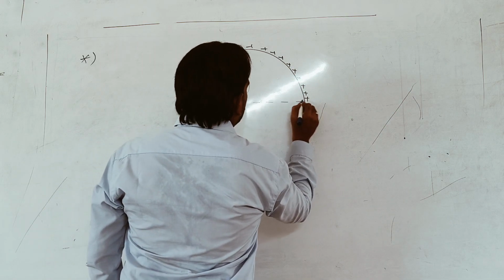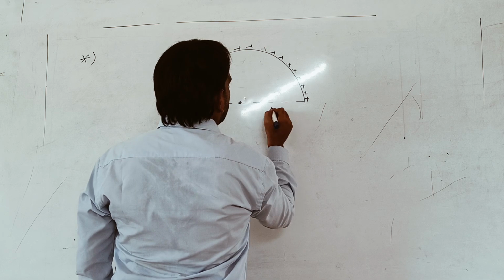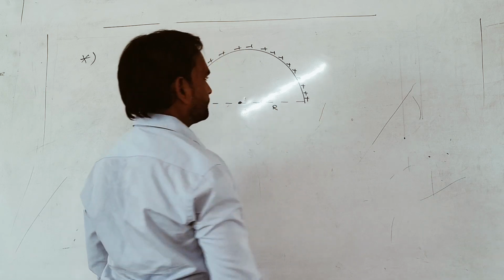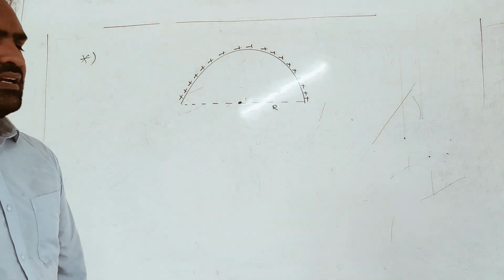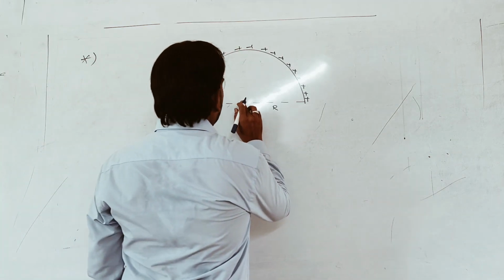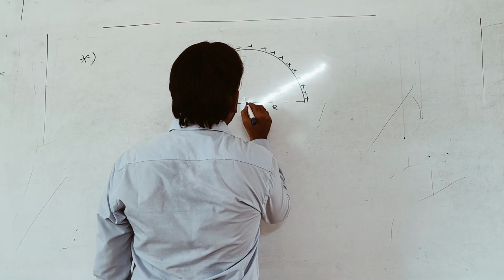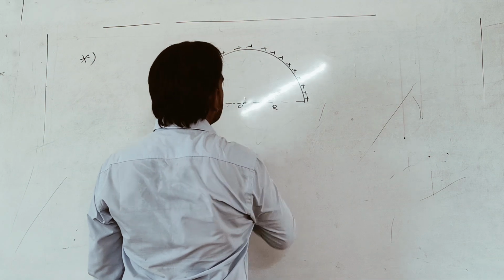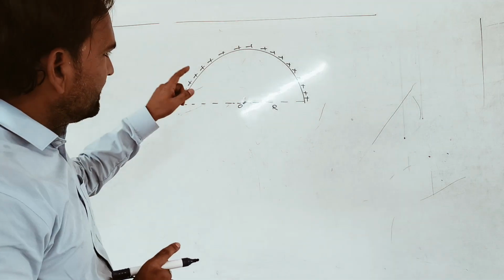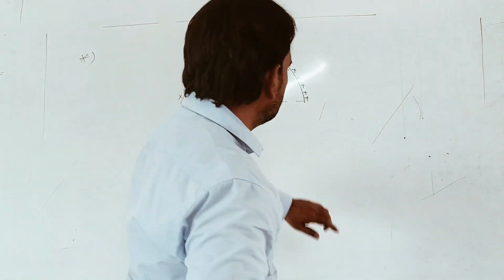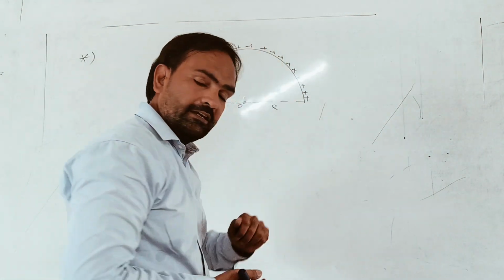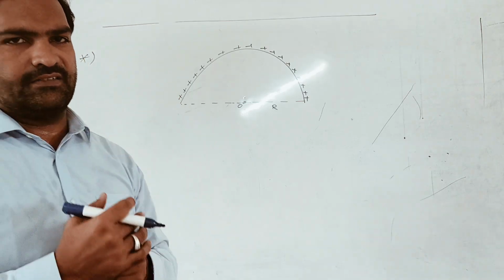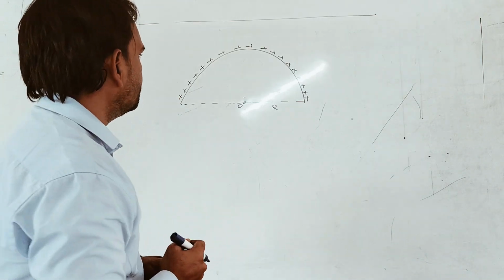Radius R. This is the radius R. Find the electric field intensity at point O. This is the center of this semicircle. Okay, students, O is here. When you find the electric field intensity at point O due to this charge distribution, how can you find it? So let us know here.